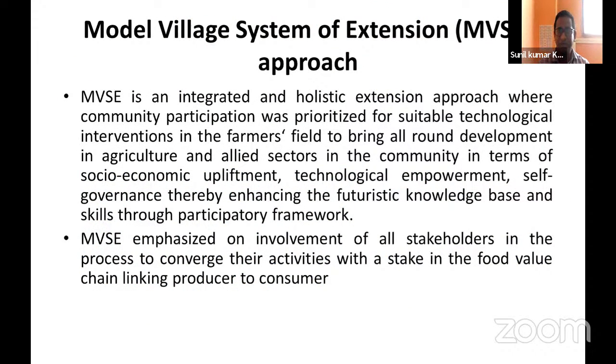The modern village system of extension approaches. Every time we are doing and listening to this, okay, our village is a modern village. What type of modern village has to be developed, with all sorts of activities, all sorts of government intervention, and all-round development of the particular area, maybe in agriculture and allied sectors, the upliftment of socio-economic condition, technological empowerment, self-government itself, and the futuristic knowledge base for skill development. And this can emphasize involvement of all the stakeholders to converge and to take this from production to consumption basis.